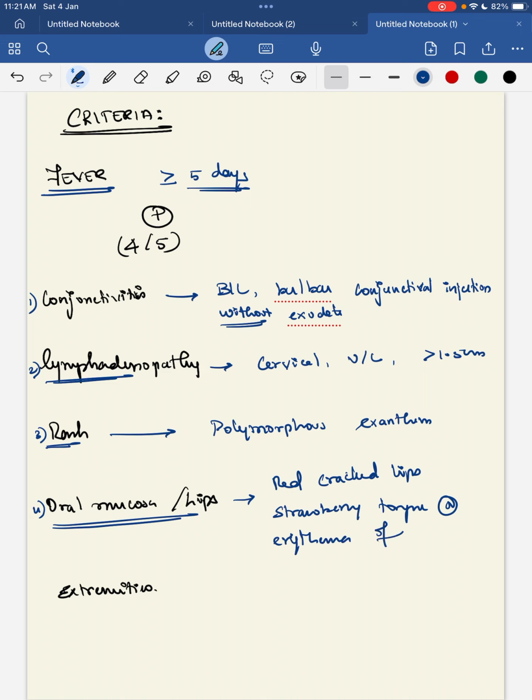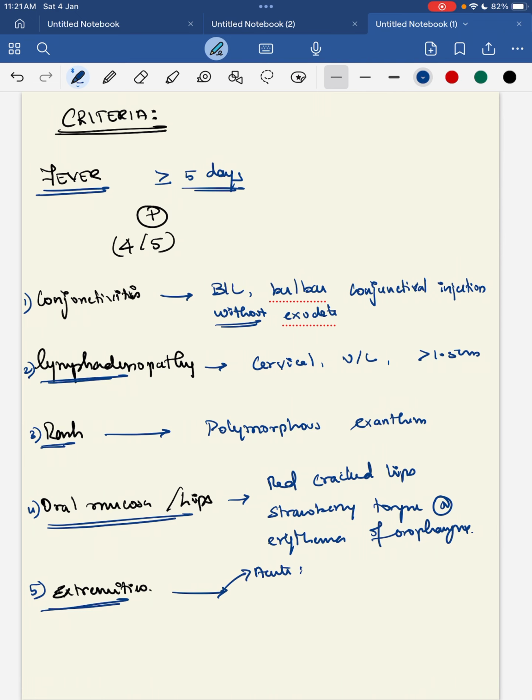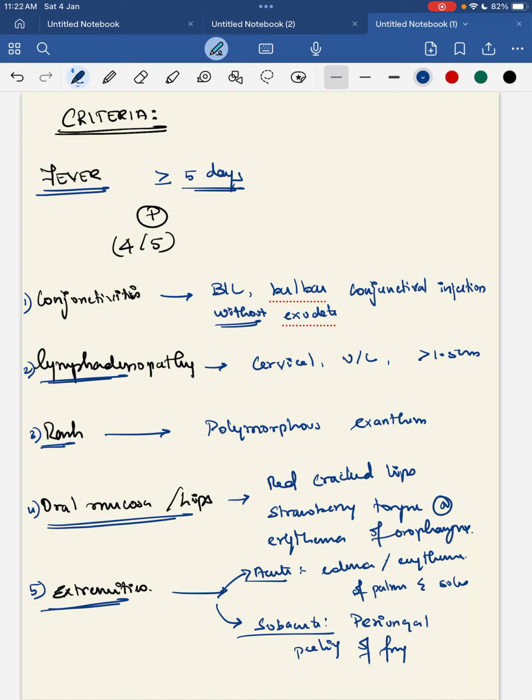Coming to the changes in the extremities, in the acute stage the child can have edema and erythema of palms and soles. When the child goes to the subacute stage, the child will develop a typical peeling called periungual peeling of the fingers and toes. So this is the main criteria which you should not forget to write in your exam, and even for practical purposes. This is the main criteria for a child to diagnose Kawasaki disease.